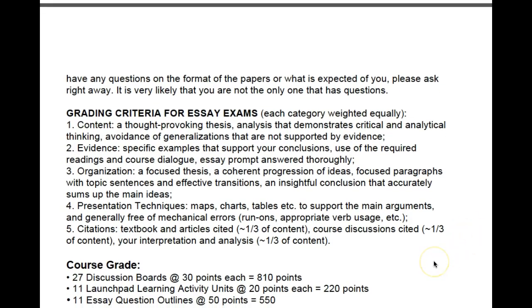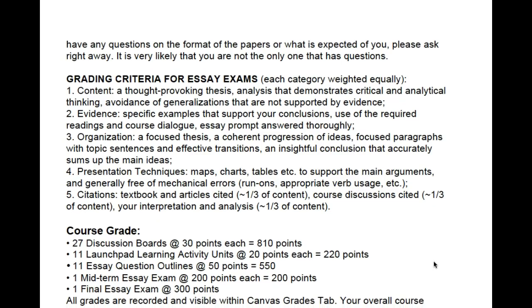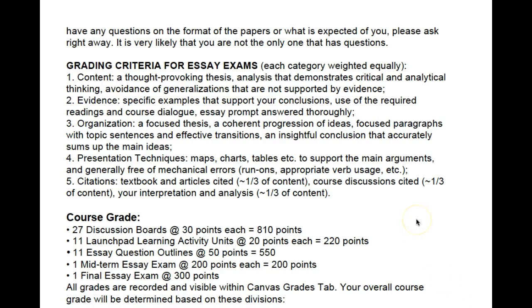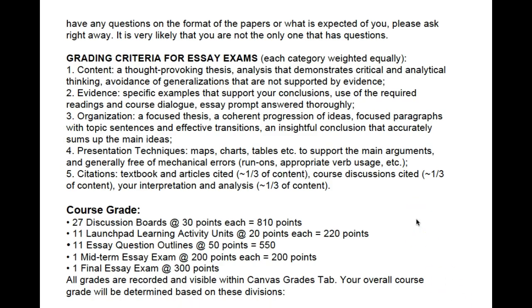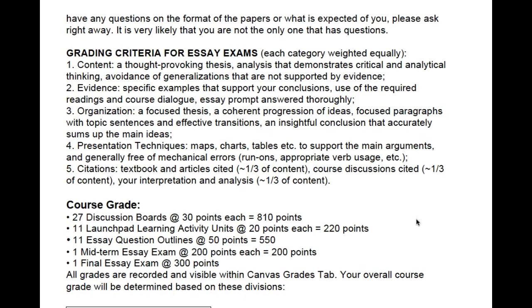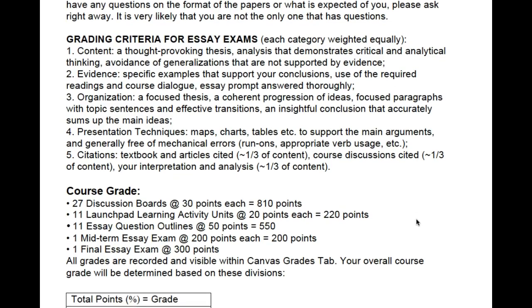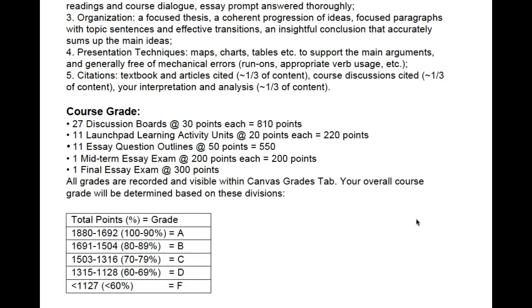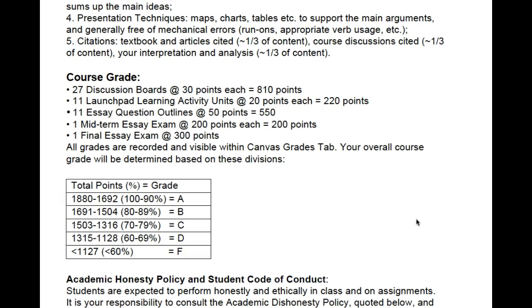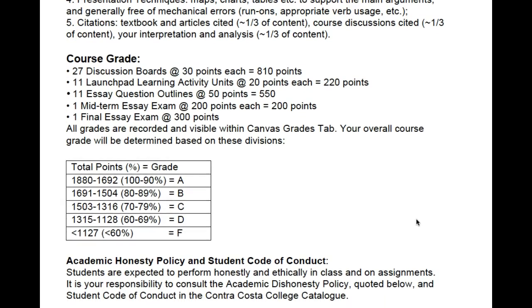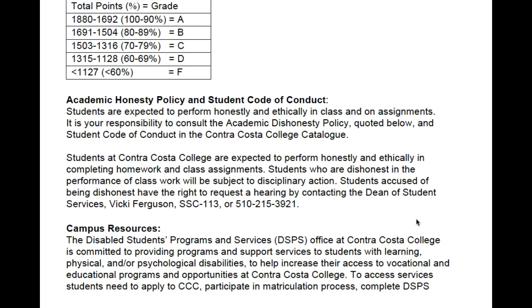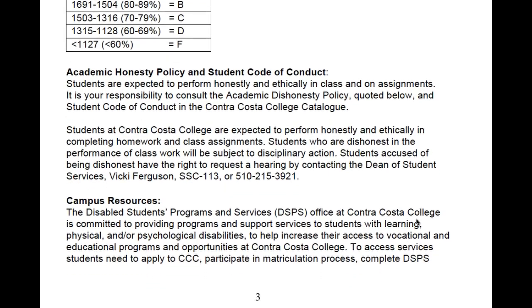You'll notice five succinct and clearly delineated components of the grading criteria for the essay exams. They equally apply to the outlines: content, evidence, organization, presentation, and citations. And then the course grade overall is compiled by the summation of the various point values. A very standard grade breakdown there, a grade division for an A, B, C, D, etc. And then we conclude here with the academic honesty policy and student code of conduct, and also, very helpfully, campus resources for you.